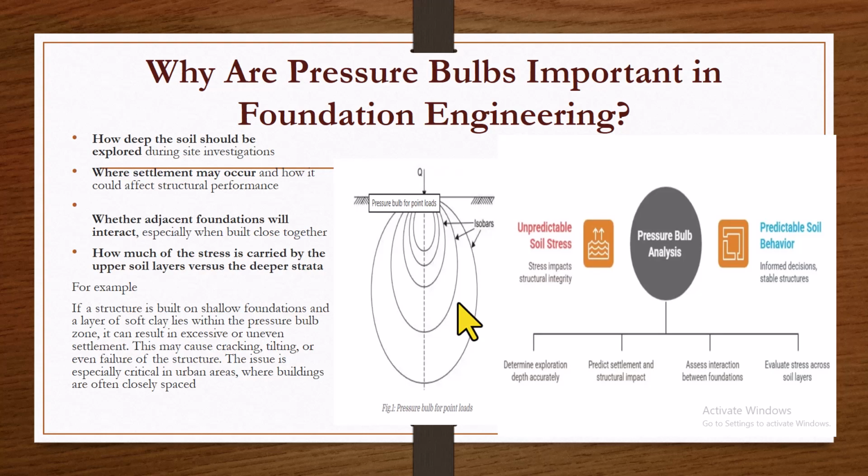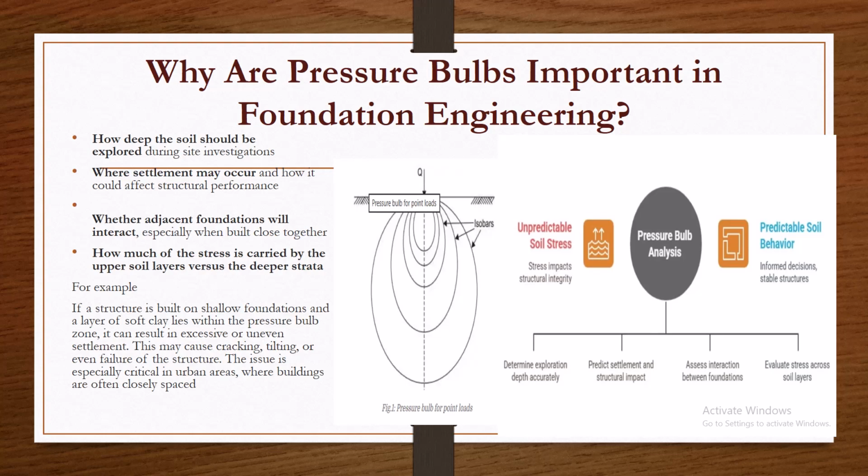And that is why we have here an example that says if a structure is built on shallow foundations and a layer of soft clay lies within the pressure bulb, it can result in excessive or uneven settlement. This may cause cracking, tilting, or even failure of the structure. The issue is especially critical in urban areas where buildings are often closely spaced.